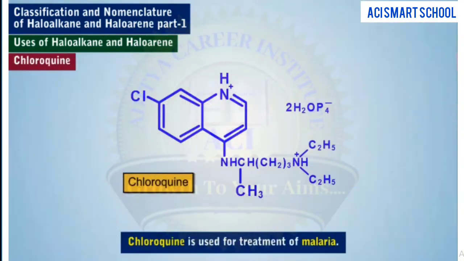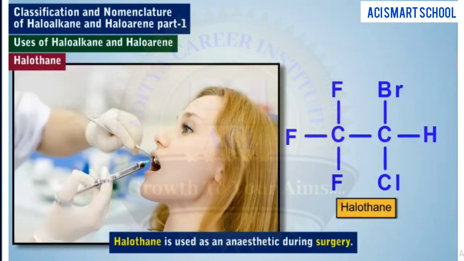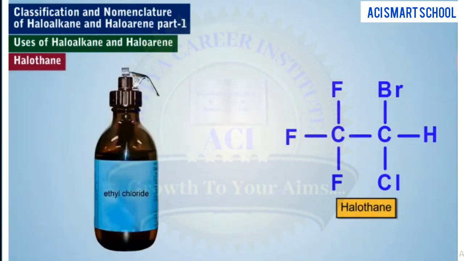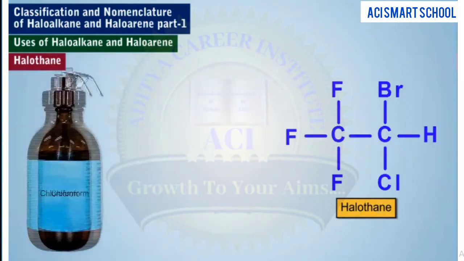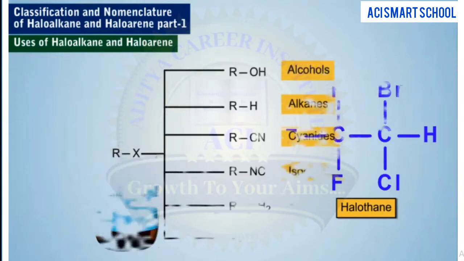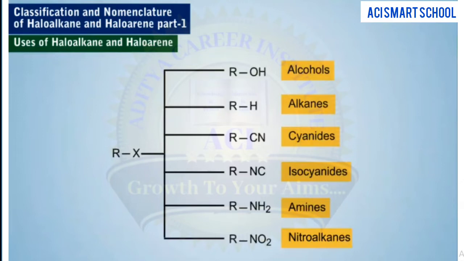Chloroquine, a synthetic compound, is used for the treatment of malaria. Halothane is used as a general anesthetic during surgery. These compounds are used in industries as solvents for relatively non-polar compounds and also as starting material for the synthesis of a variety of organic compounds.